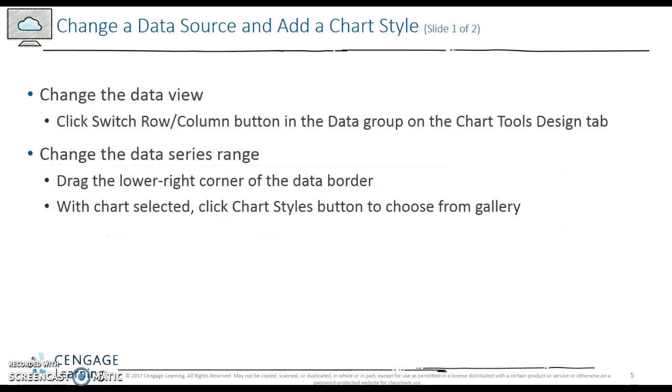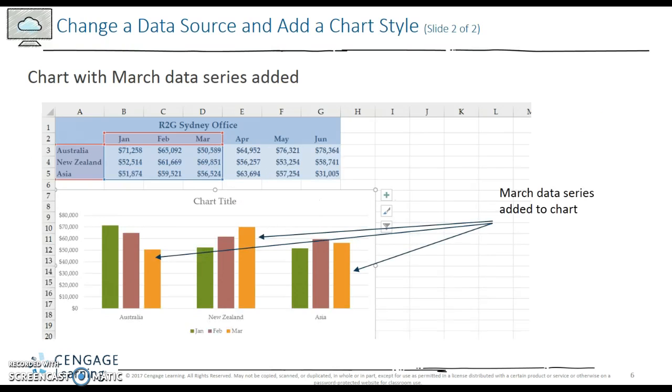You can also change a data source and a chart style. To change the data view, you click on the Switch Row Column button in the Data group on the Chart Tool Design tab. To change the data series range, you drag the lower right-hand corner of the data border. With the chart selected, click the Chart Styles button to choose from the gallery. So let's take a look here.